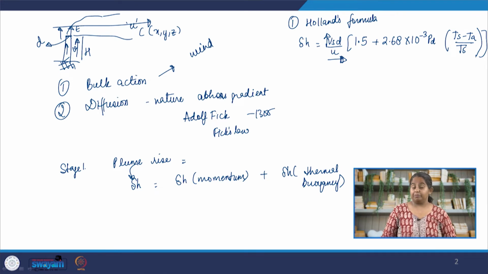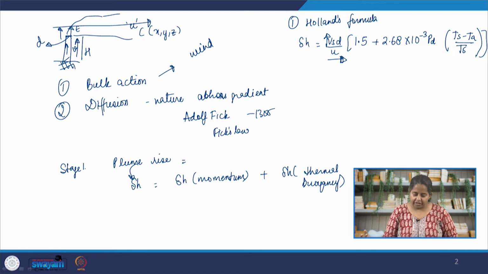Now notice, since they are empirical formulas, this is what we know works by our experience. We do not have a very conceptual backing of why it is 2.68 into 10 to the power minus 3 and not 2.65, but this formula works pretty well. It is also one of the most commonly used formulas for plume rise.